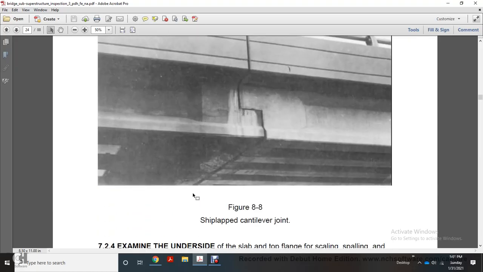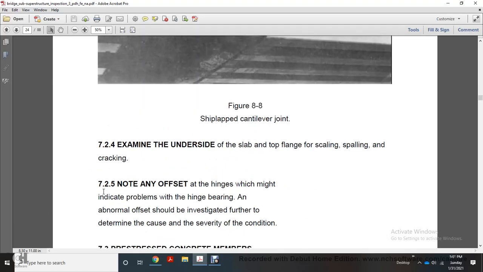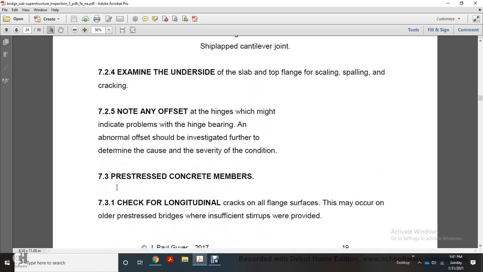Figure 8-8 is a shiplap cantilever joint. Examine the underside of the slab and the top flange for scaling, spalling, and cracking. Note any offset at the hinges, which might indicate a problem in the hinge bearing. Any abnormal offset should be investigated further to determine the cause and the severity of the condition.